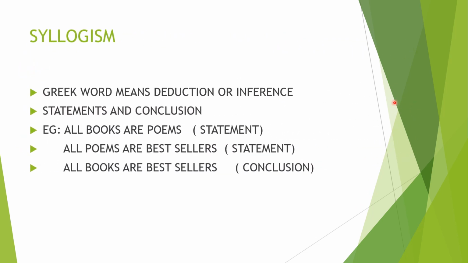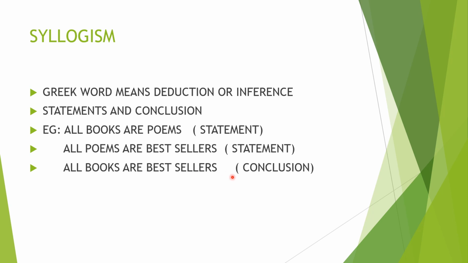Next is syllogism. Syllogism is one of the main areas we have to know. It is a Greek word meaning deduction. Deduction means you go from the general to the specific. That is what you are doing in syllogism, making an inference out of a statement. You are finding something out of a statement and a conclusion. One example I have given here for easy understanding. All books are poems. This is a statement. All poems are bestsellers. That is another statement. And all books are bestsellers. That is the conclusion.